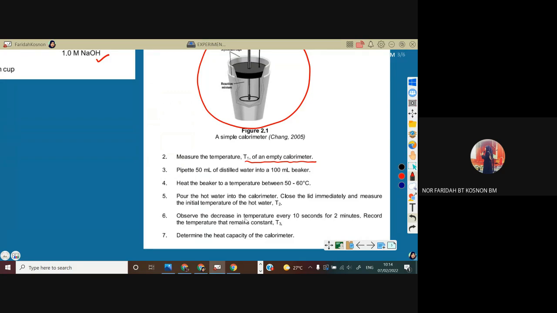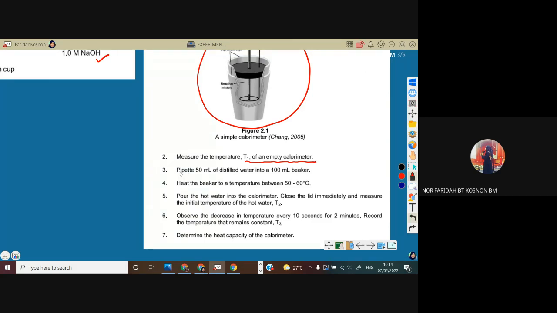So macam mana nak measure? Macam ni lah, kita kena ambil calorimeter yang kosong, letakkan dia punya stirrer siap-siap and the thermometer, right? And then you have to observe the initial temperature of the empty calorimeter. Alright. And then if you refer to the procedure number 3, kalau you tengok kat sini, dia sebut pipette 50 ml distilled water into a 100 ml beaker.